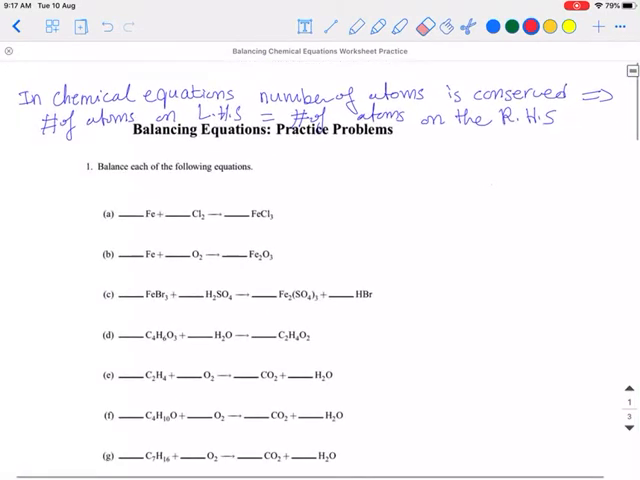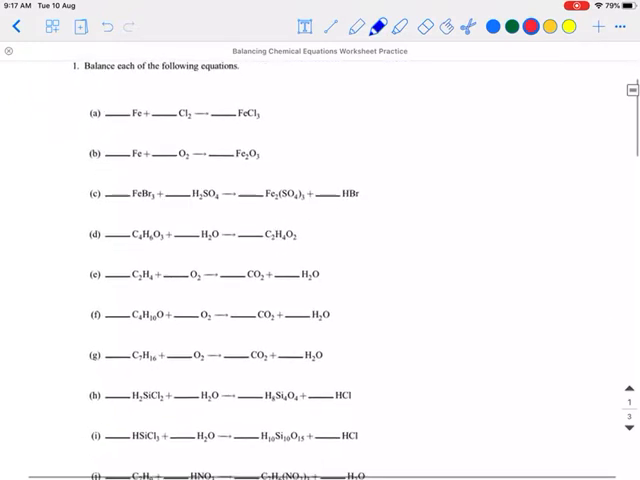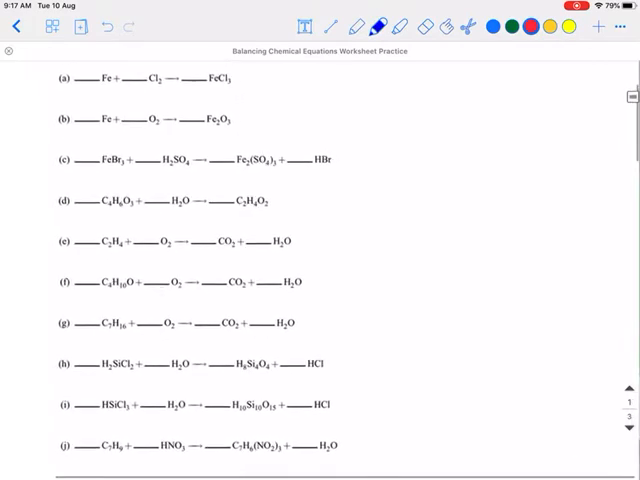Hello everyone. In this video we will learn how to balance chemical equations. Balancing chemical equations depends on the concept that the number of atoms in any chemical equation is conserved, which means that the number of atoms on the left hand side should equal the number of atoms on the right hand side.